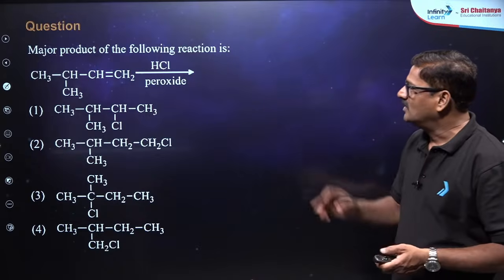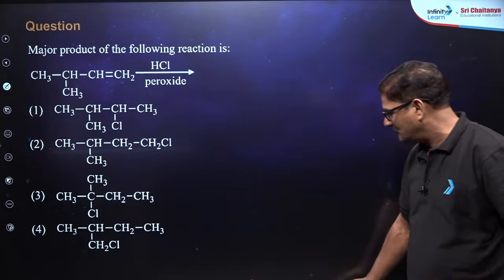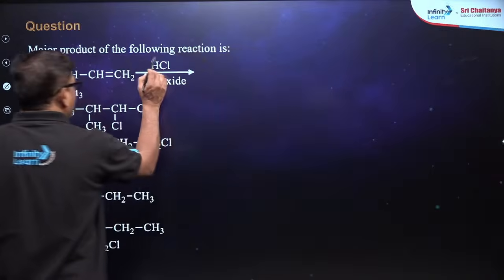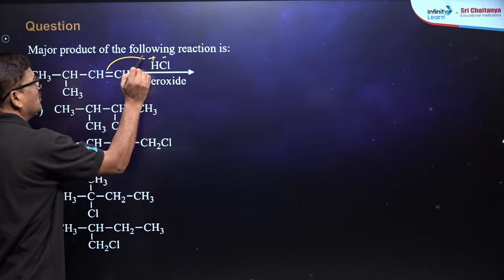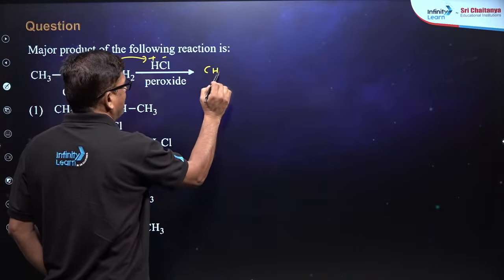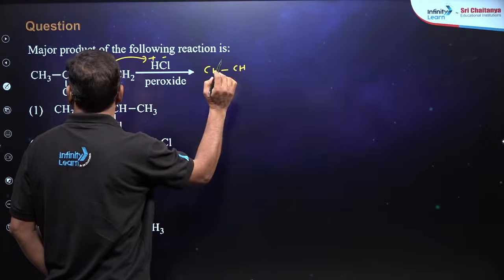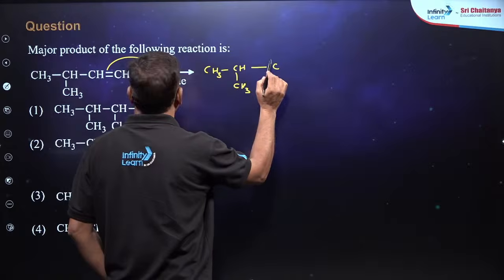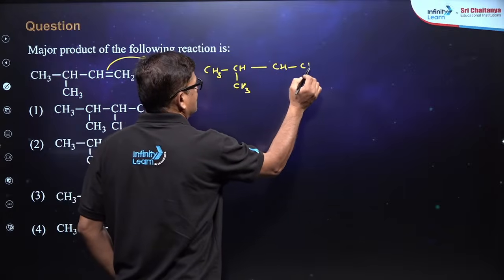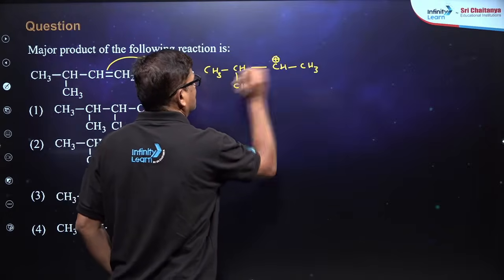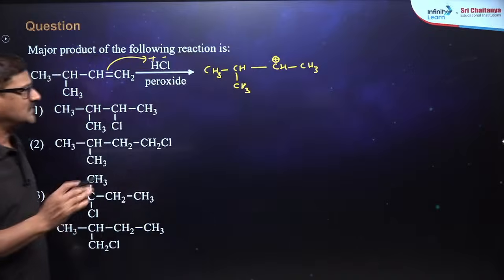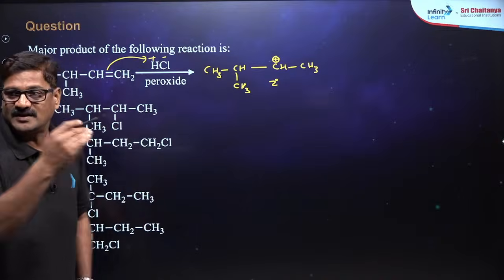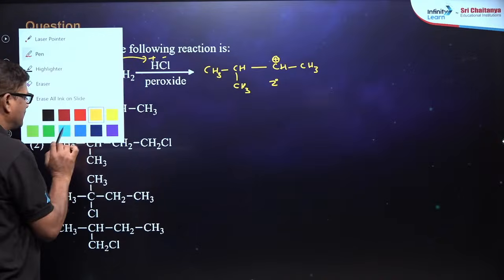Hello guys, come on. Major product on the following reaction. So we have to make a little mechanism according to rearrangement. So you are going to get CH3, CH and CH3, and you're going to get a CH and a CH3 plus. Now this is a secondary carbocation. This secondary carbocation can rearrange. How it is going to rearrange?